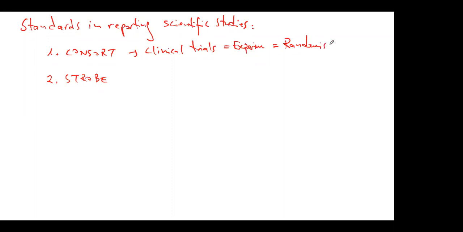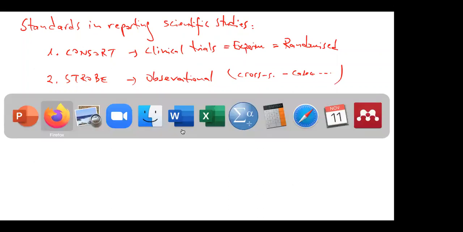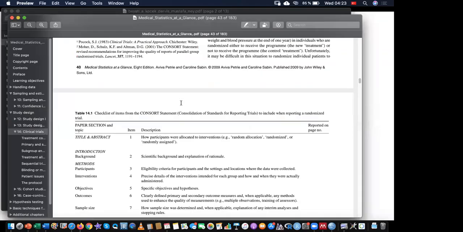So there may be different names. And STROBE is for observational studies. But you know that observational studies might be case control, cross-sectional, case control, etc. Good, that much is enough about that.